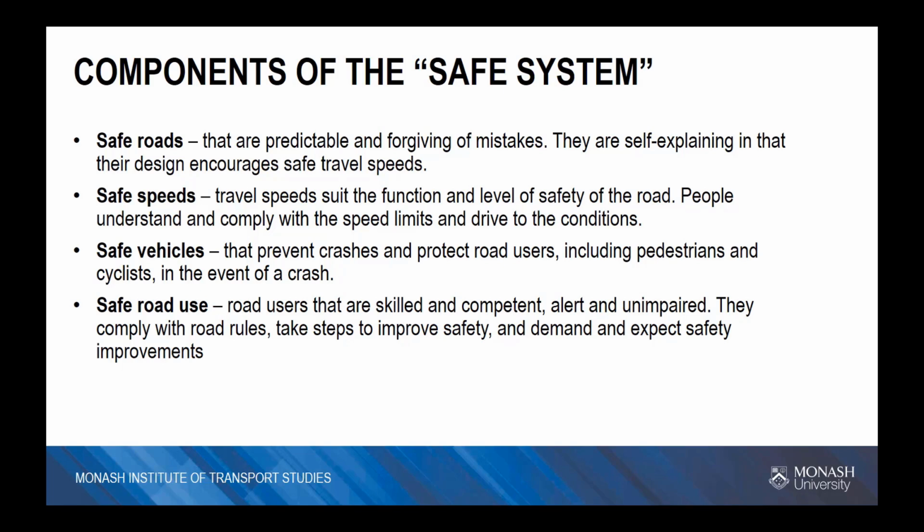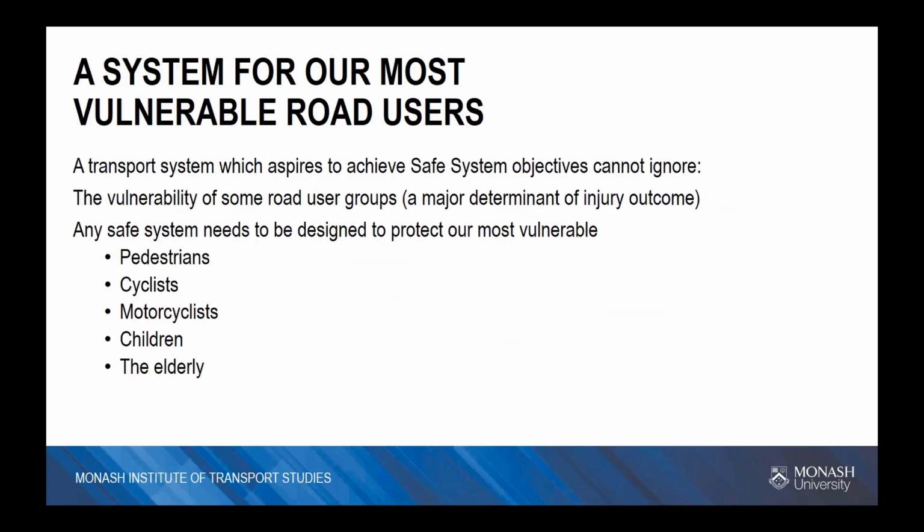We want to make sure that people are selecting safe vehicles that can help to prevent crashes and protect road users, including pedestrians and cyclists, in the event of a crash. And we need to make sure that our road users are adopting safe road use. So our road users are skilled and competent, alert and unimpaired. They comply with the road rules and take steps to improve safety, and they also demand and expect safety improvements throughout the road network.